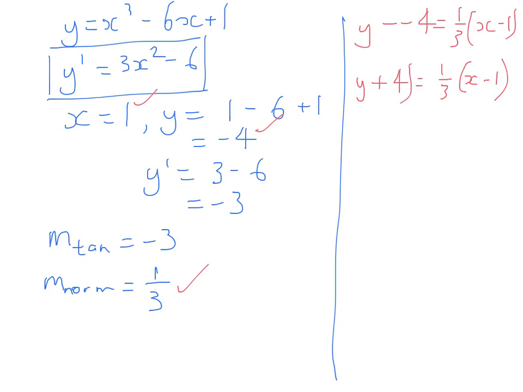I'm going to multiply by 3 and put this in general form, so I end up with 3y plus 12 equals x minus 1. Simply by multiplying each side by 3, and I end up with x minus 3y minus 13 equals 0. Whatever form you had it in was fine because it doesn't specify. But it does need to be the normal, not the tangent.